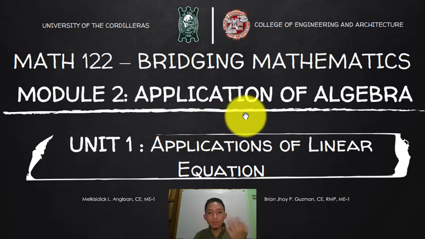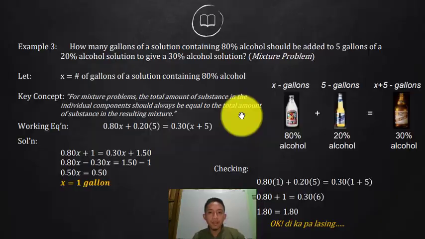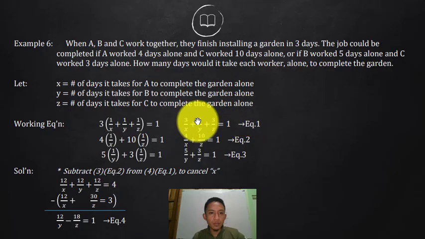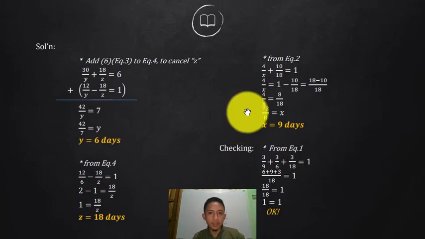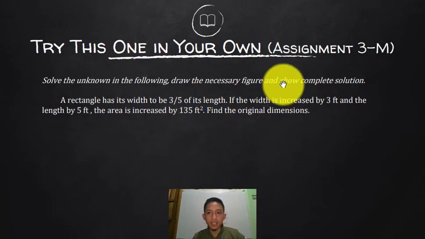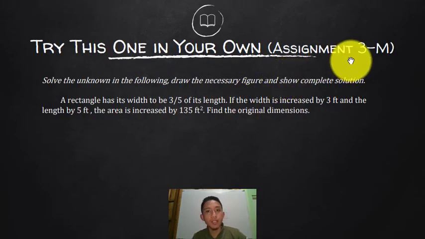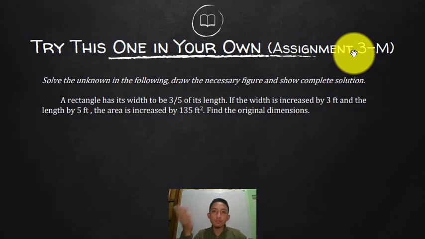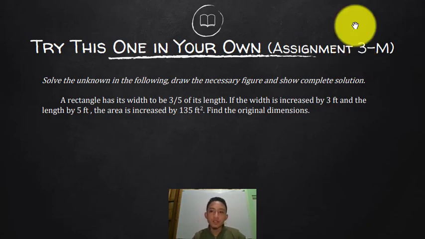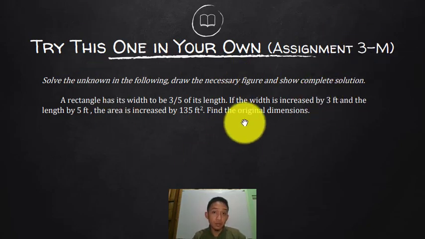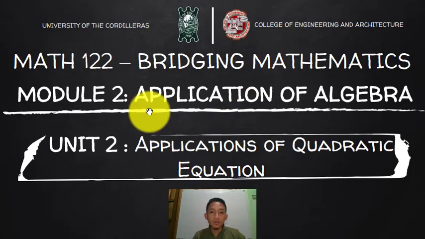Now we will proceed to your Unit 2. But by the way, before proceeding to Unit 2, you have here your activity. This will now be your assignment 3M, since you had 2 more assignments before. So this will be your assignment 3M. Please do this one. So we will now proceed with your Unit 2.